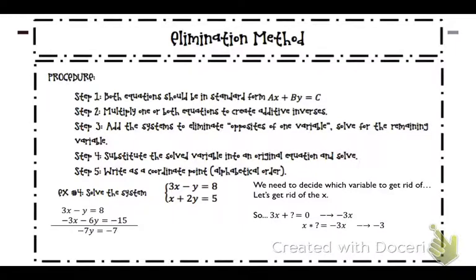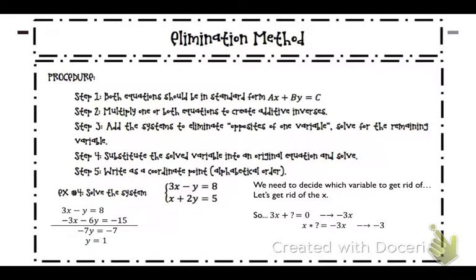Now I'm going to add those two equations. The 3x's cancel. I'm going to draw on this real quick. So these cancel, those are gone. And then negative y minus 6y is negative 7y. 8 minus 15 is negative 7. Then you just solve for y, divide by negative 7, you get y equals 1.